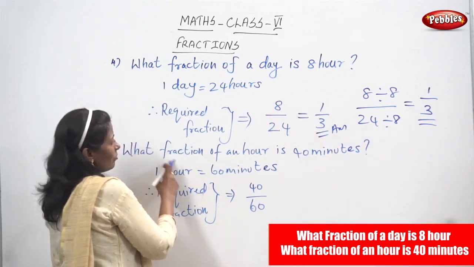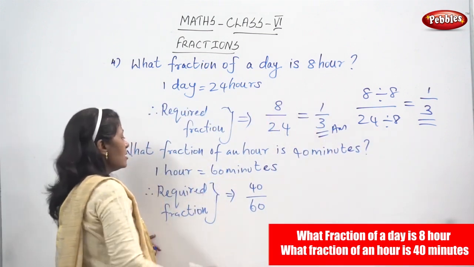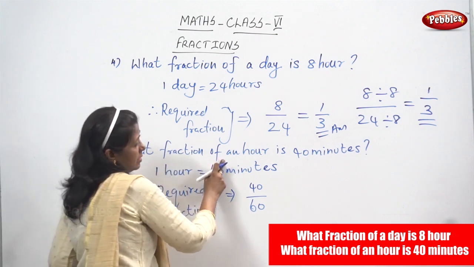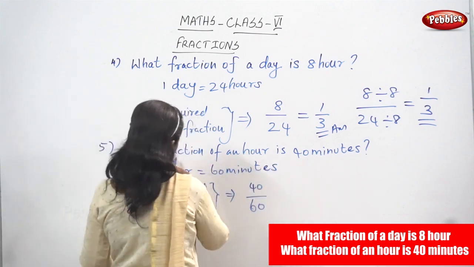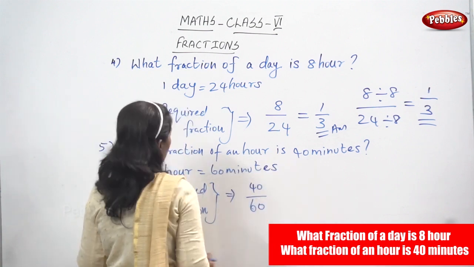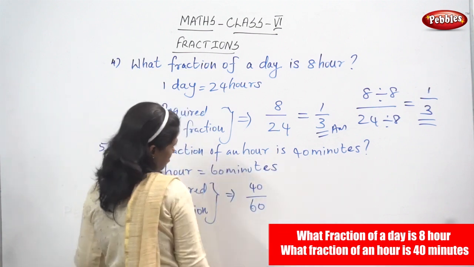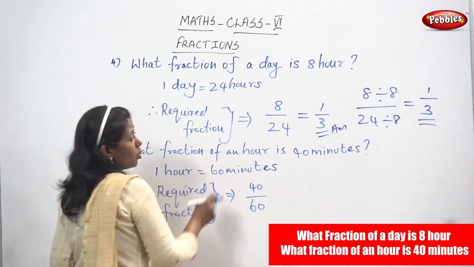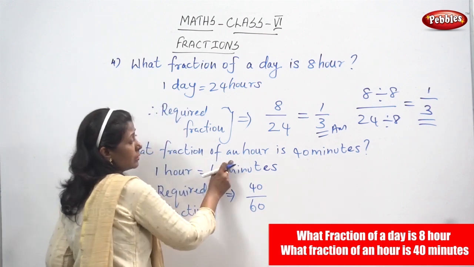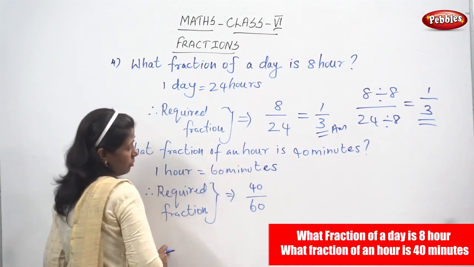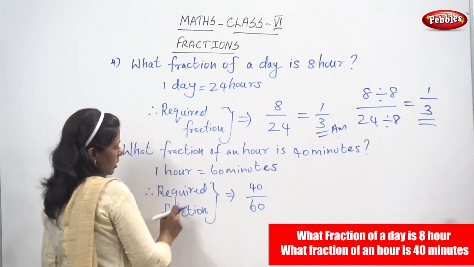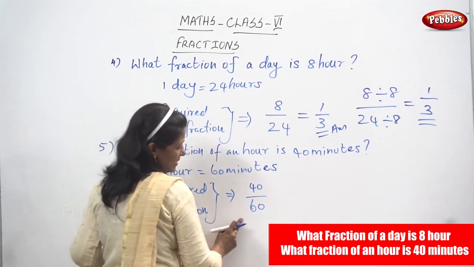The next question: what fraction of an hour is 40 minutes? That means 1 hour is equal to how many minutes? 60 minutes. You have to find out the fraction for 40 minutes. So the required fraction is equal to 40 divided by 60.